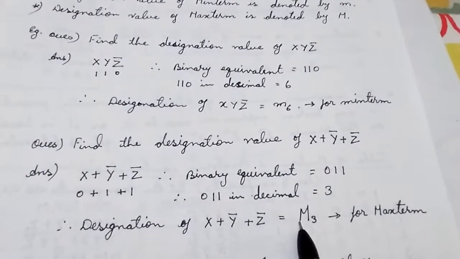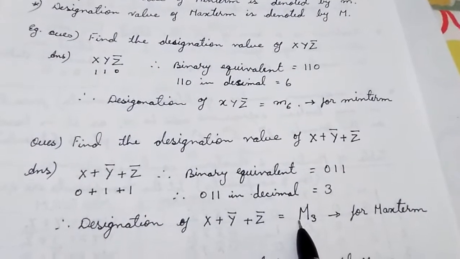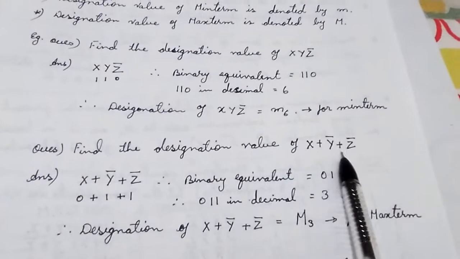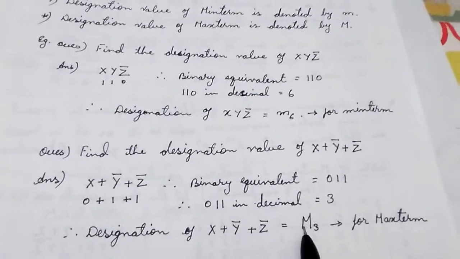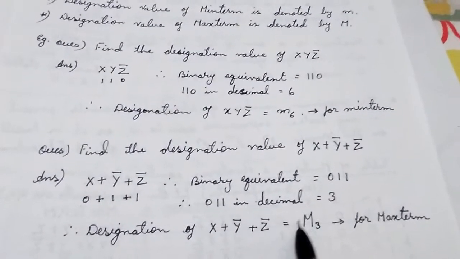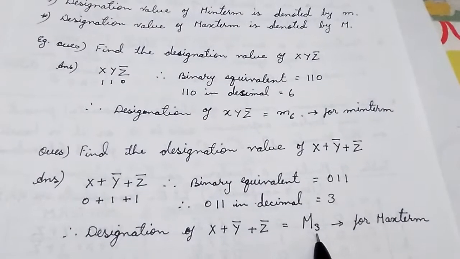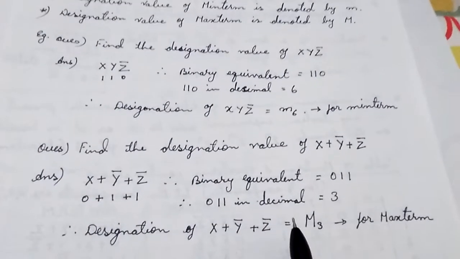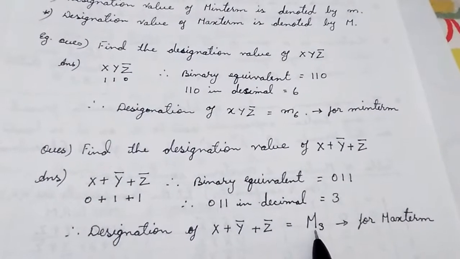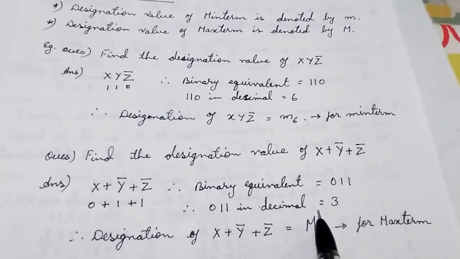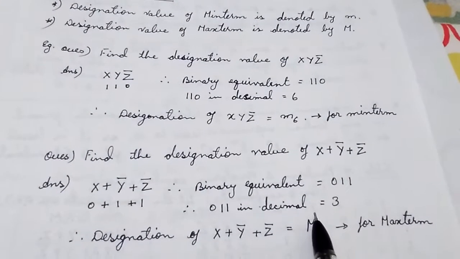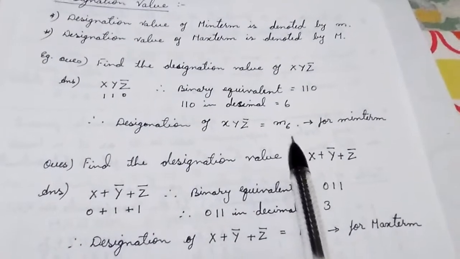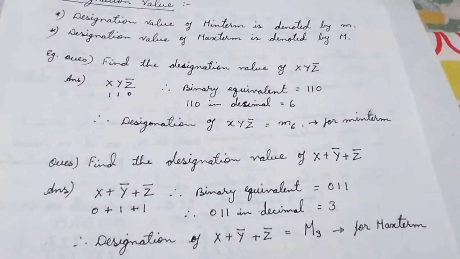M, capital M, stands for max term. So, since the expression is in max term, we have to write the designation as capital M and the designation value down below as 3. So you must remember the subscript and superscript concept. Superscript is raised up, subscript is placed down. So designation values are always subscripted.